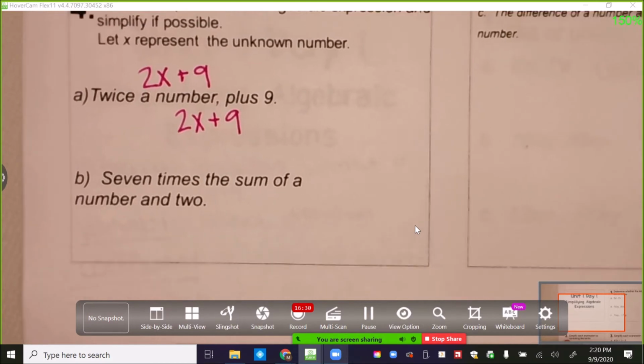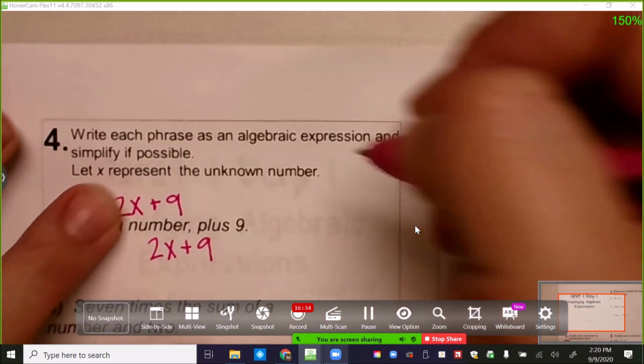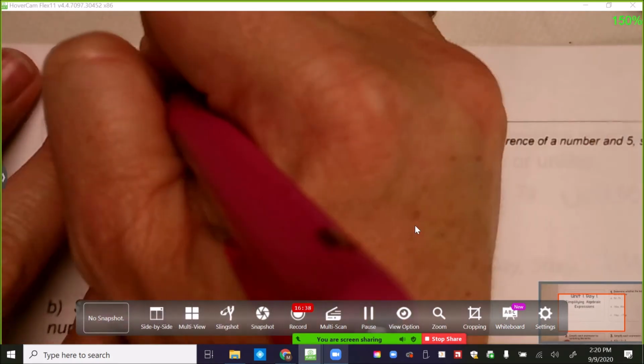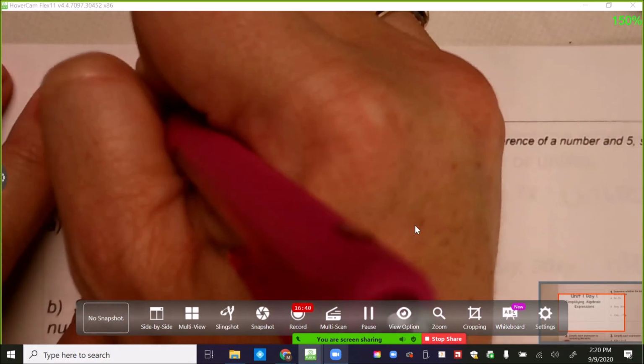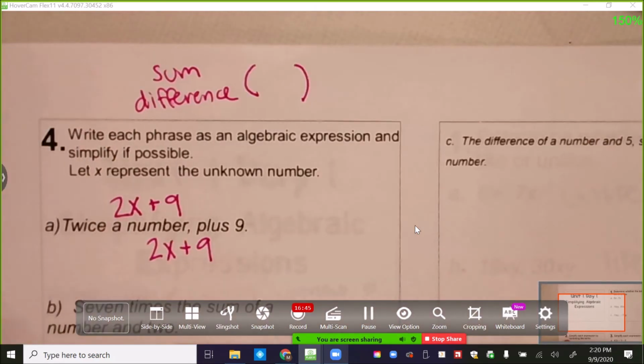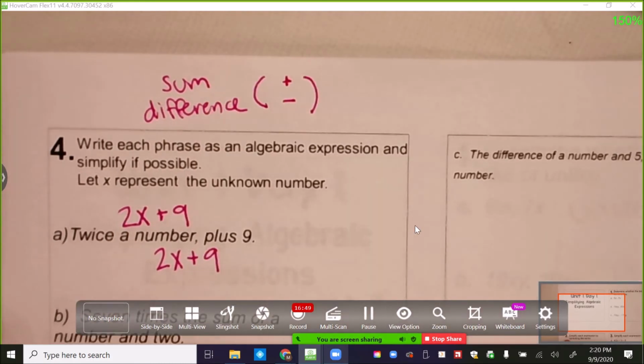But they can get a little different. So one note I want you to write down. There's a couple things I want you to write down. You don't have to write all this. But if you see the word sum or difference, that means it's going to be in parentheses. Sum is plus, difference is minus, but it's going to be inside parentheses.